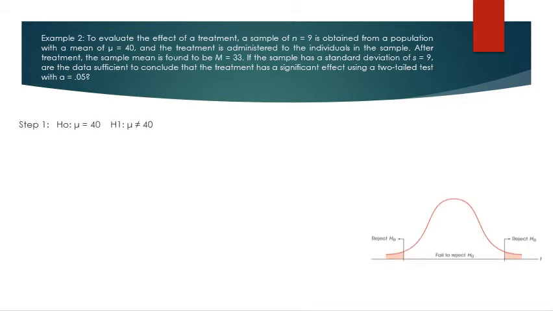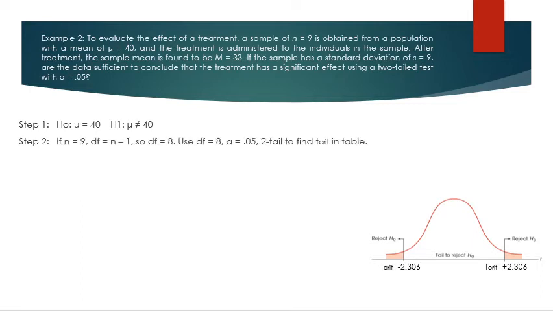So again, step 1 is going to be your hypotheses. Remember, you have to have both. So your null hypothesis says the mean equals 40. The research hypothesis says the mean is not equal to 40. Go ahead and draw your picture.